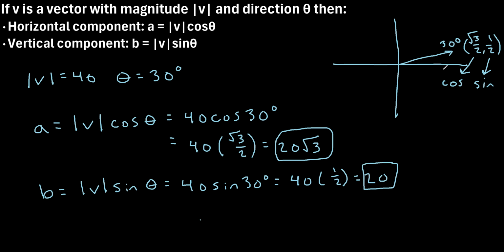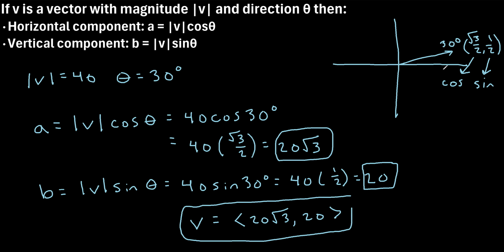So we can write our final answer in component form like this. V is the x, or the horizontal component we found was 20 root 3, and the y, or the vertical component, is just 20. So that's how we can write our final answer in component form.